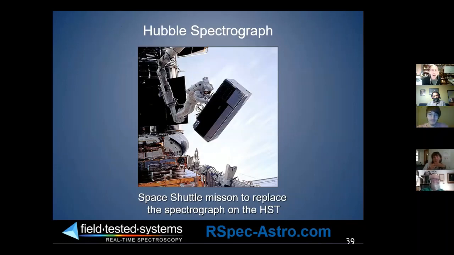Now, my son says that is not a spectrograph. He says that is a refrigerator, and it's filled with beer. And that, you know, on the space shuttle, in the off hours when the cameras were off, they were real party animals. You know, what can I say? I think it's a spectrograph.